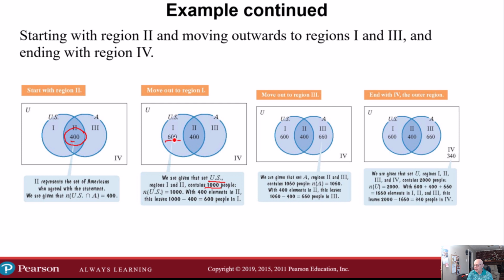We've got half of them filled in. What's next? In set A, regions 2 and 3. So 400 elements in 2, that's right here. This leaves 660 people over here, and we've only got one left. So there's 3 plus what's out here will be the total of 2,000. Subtract those, and you've got the 340 people out here.